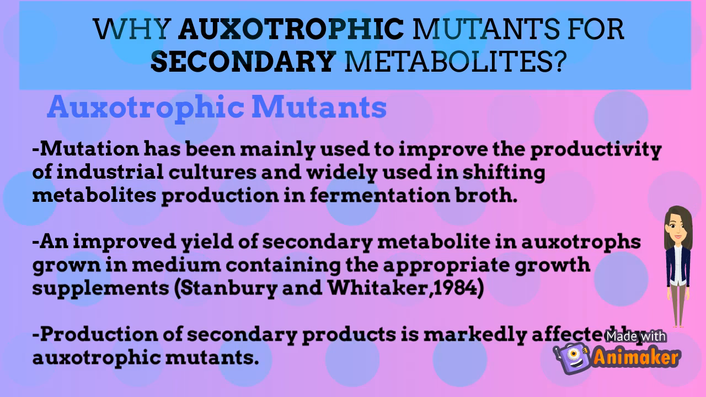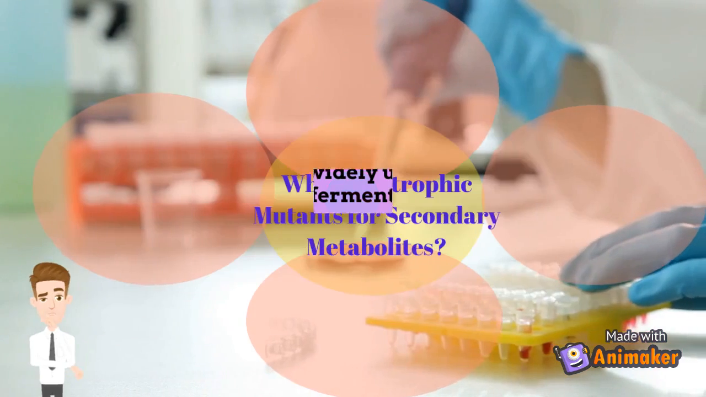Nowadays, mutation has been widely used to improve the productivity of industrial cultures in shifting metabolite production in the fermentation process, which I found from a journal. The use of auxotrophic mutants grown in appropriate supplements is used to improve the yield of secondary metabolites. Thus, it can be said that the secondary product is totally affected by the auxotrophic mutant.